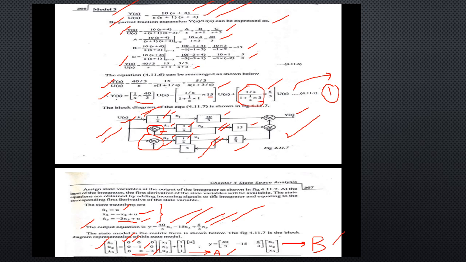Now check whether the diagonal elements are equal to the poles of the given transfer function or not. What is the given transfer function? The given transfer function is y of s by u of s equal to 10 into s plus 4 by s into s plus 1 into s plus 3. The poles of the given transfer function are s equal to 0, s equal to minus 1, s equal to minus 3. So the diagonal elements of the system matrix are nothing but the poles of the given transfer function. Therefore the constructed state model is said to be the canonical form of the state model.